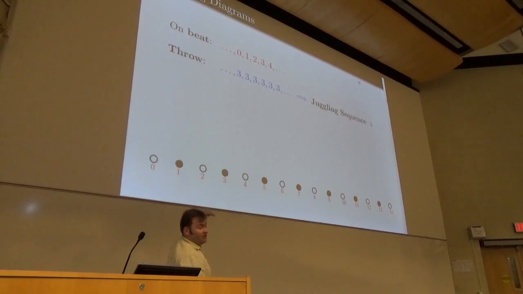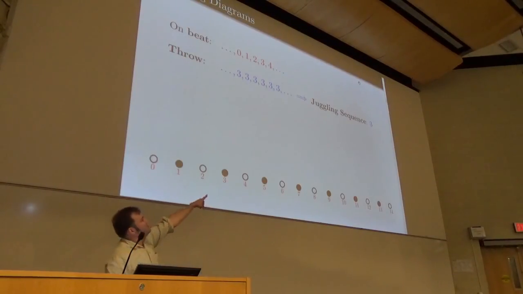Another way is you can make what's called a juggling diagram. The way this works is here are the beats that you're going to do these throws. And the colors, well, the white dots will just be one of your hands. So you could say that this is your right hand, right? So the white dots will be throws from the right hand, and the black dots will be throws from the left hand. And so you're alternating between right and left throws. Okay? So let's look at what this sequence would look like as a diagram.